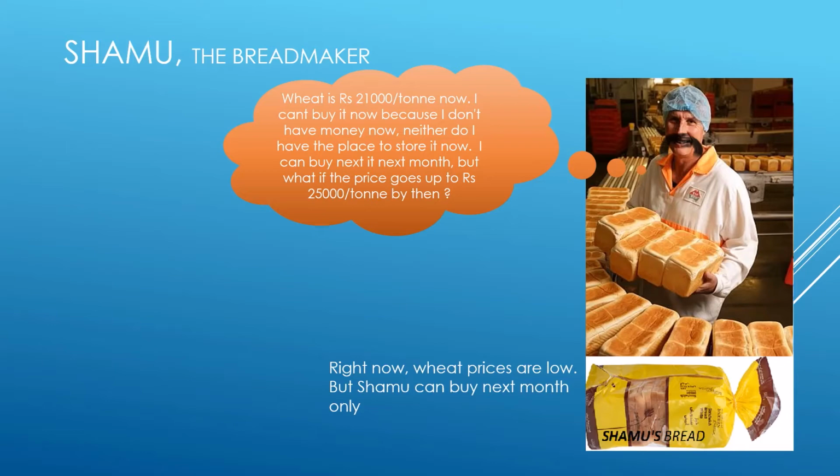Wheat is 21,000 per ton now. Shamu can't buy it because he doesn't have the money now. Neither does he have the place to store all that wheat now. But the worry for Shamu is, what if the price goes up to rupees 25,000 per ton by then? Who can help Shamu?